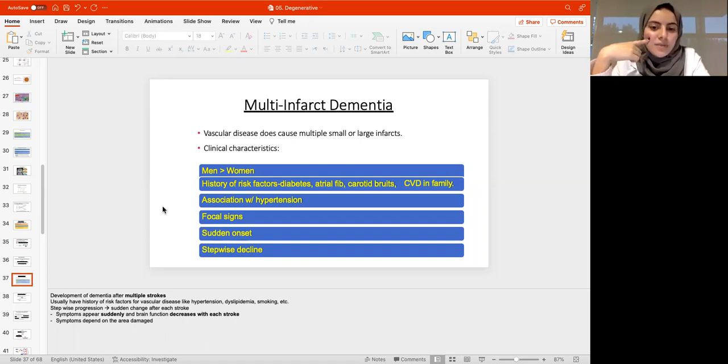Yeah, because it causes thrombus, okay? Atrial fibrillation increases your risk of thrombus formation in the heart, then the first place it would go is the brain. It would go into the internal carotids and then to the brain, okay? And carotid bruits, so carotid artery stenosis, that means an atherosclerotic plaque in your carotid arteries, then the plaque can get ruptured, go to the brain and cause an infarct and a stroke. So these are all signs. Remember again that it's sudden onset and stepwise decline, okay? And they have focal signs, not generalized signs.